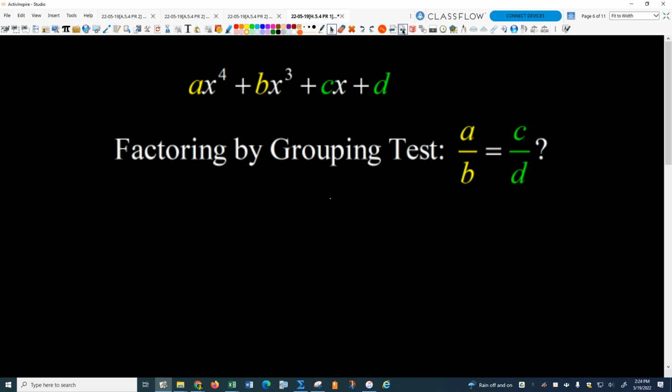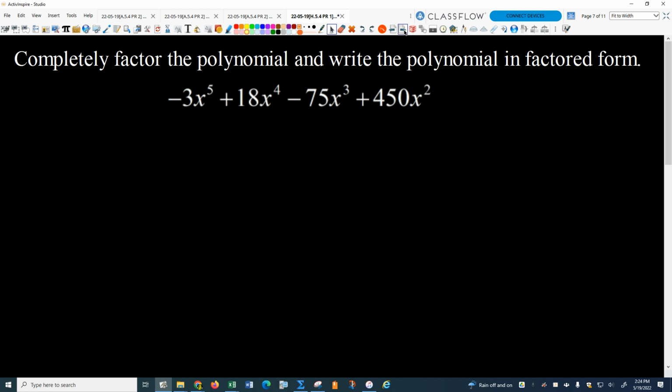Okay, there's the test, right? All you got to do: check the ratio of the first 2 coefficients against the ratio of the second 2 coefficients and see if they're the same. Okay, let's maybe look at a couple more quickly. I want to make just a couple points before you jump into the assignment.